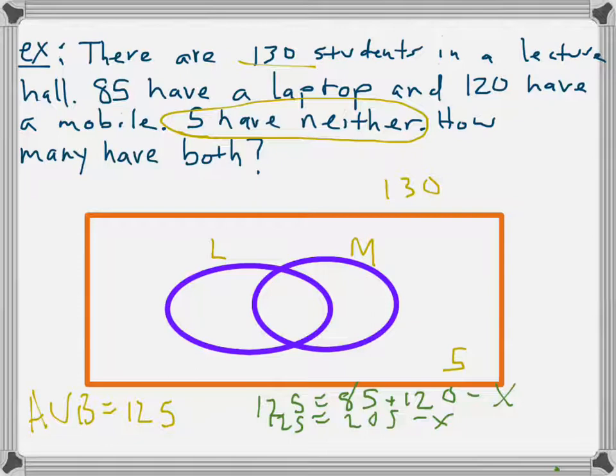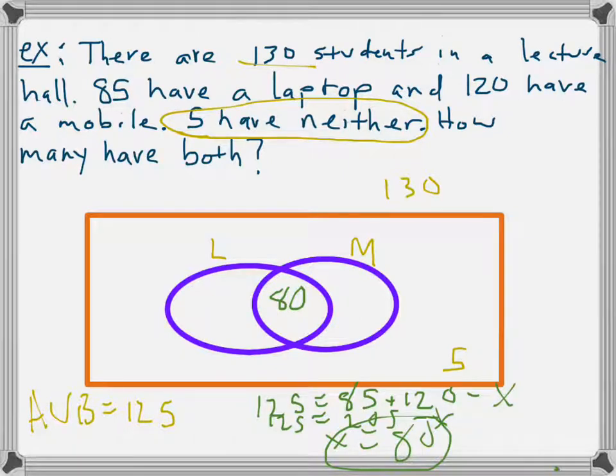You'll end up doing 205 minus 125, and it should be 80, but I'm just scared, so I'm checking it on my calculator. Yeah. So X equals 80. So there's 80 students who have both. So again, if I wanted to complete the Venn diagram, you always want to start with the intersection. So 80 people had both. That's what we just solved for.